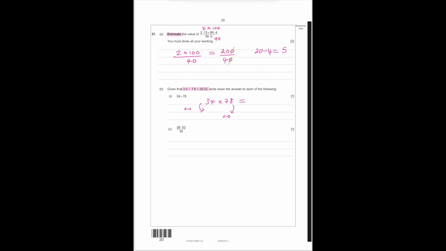So we are doing 26.52 times 10, which is 265.2. And then we're going to times it by 10 again, which is 2,652. And that's my answer.